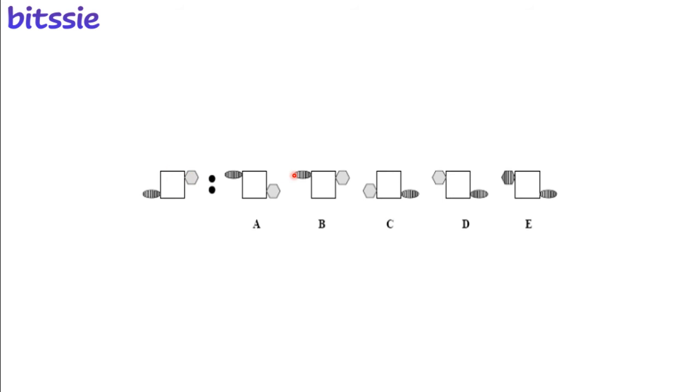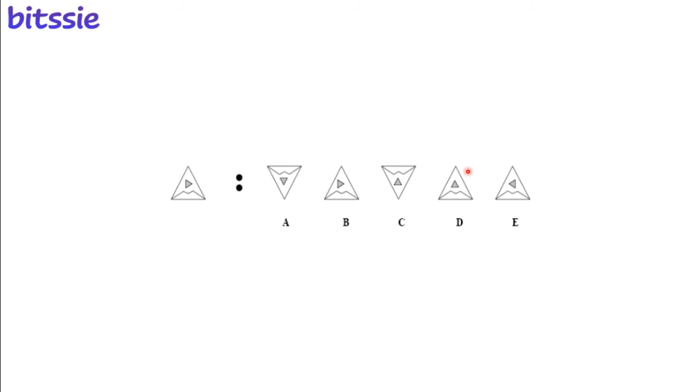Here we have a square, which is common in all of them, with a grey hexagon above a vertically dashed oval. This is only true in D, because in A the grey hexagon is below the oval. In B they are level, in C they are also level, and in E there's no grey hexagon, it's also vertically dashed. Therefore D is our answer. Let's look at question 5 now.